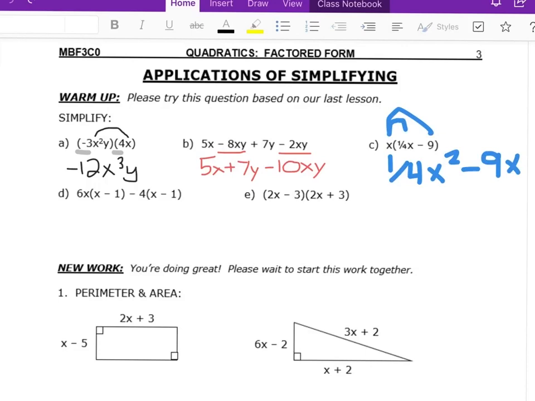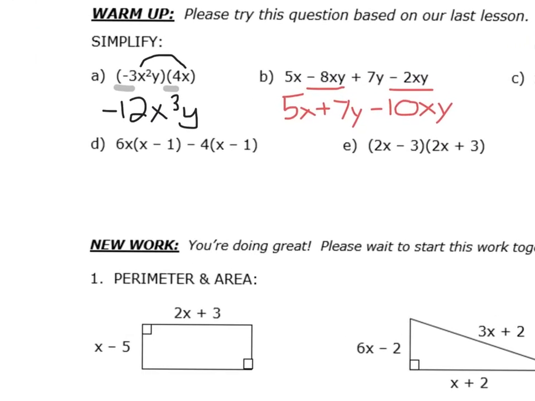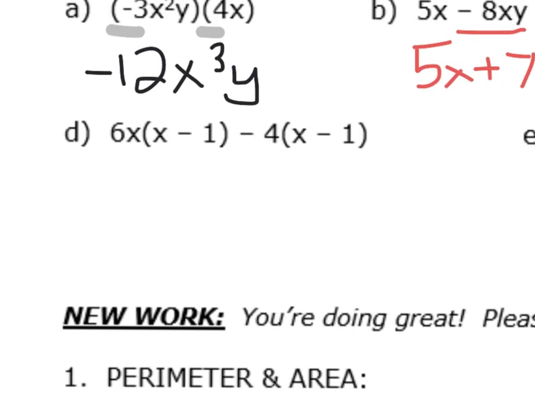So similar problem to question C. Question D starts with distributive property as well. Okay. So let's focus on the first part where we're going to multiply 6x into the brackets. So 6x times x becomes 6x squared. And then 6x times negative 1 becomes negative 6x.